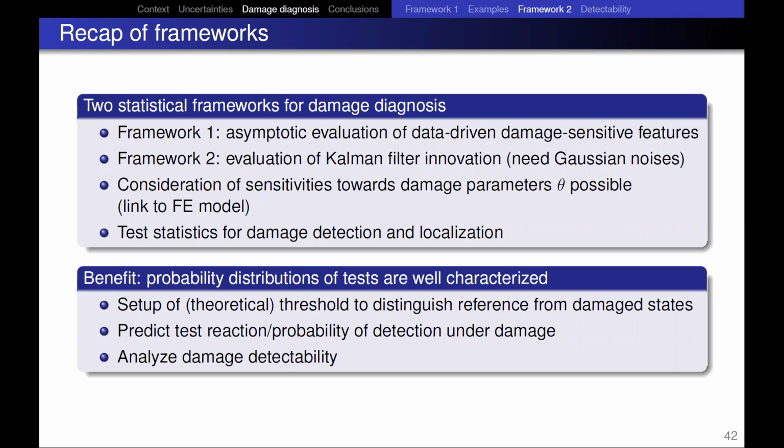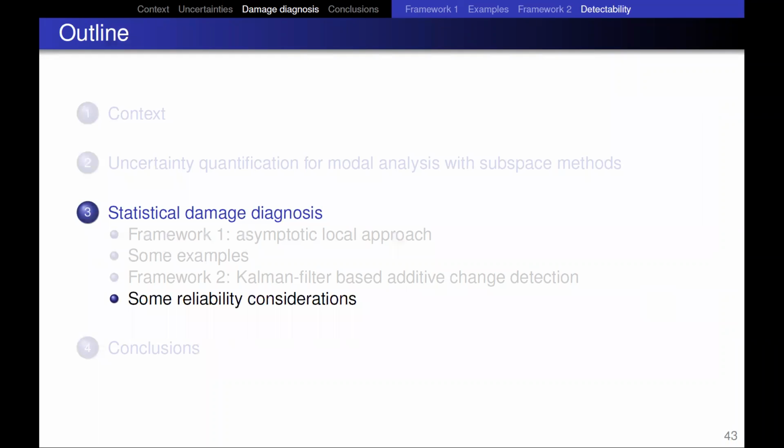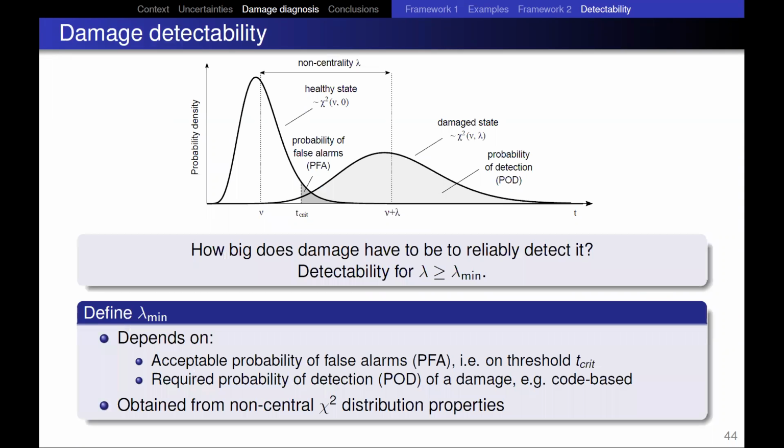when damage occurs in the system, to analyze the performance of the methods under small changes in the system, because we're always interested in the beginning of the damage and in being able to detect small changes. So for that, I want to finish with some considerations regarding the detectability.